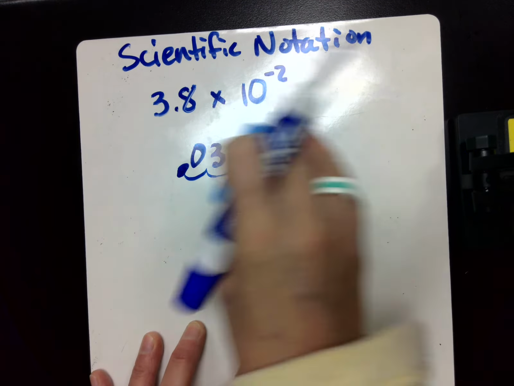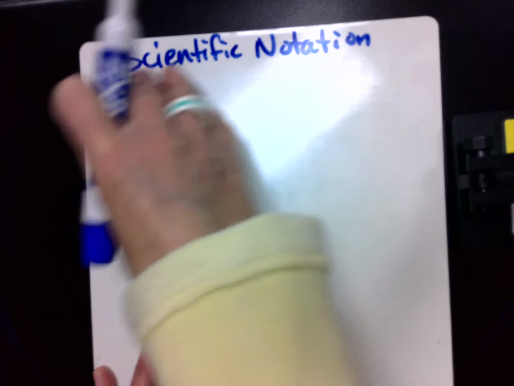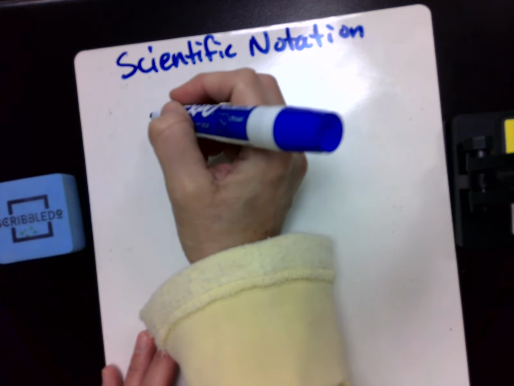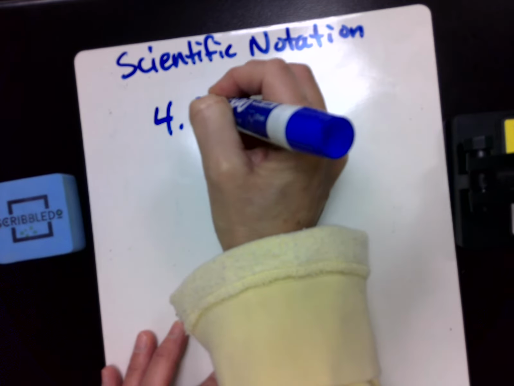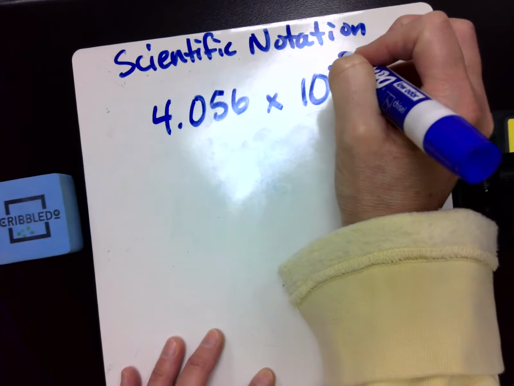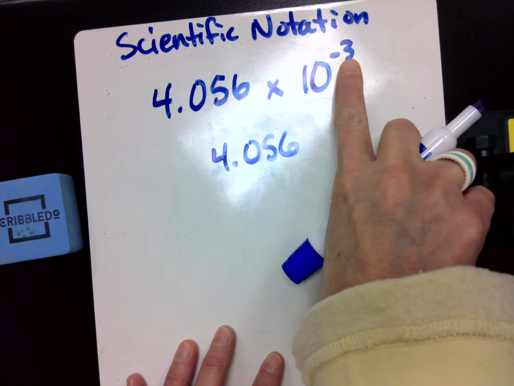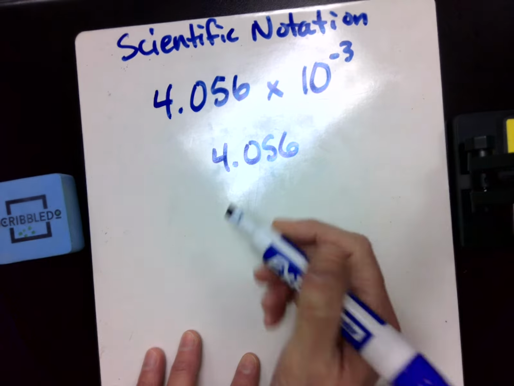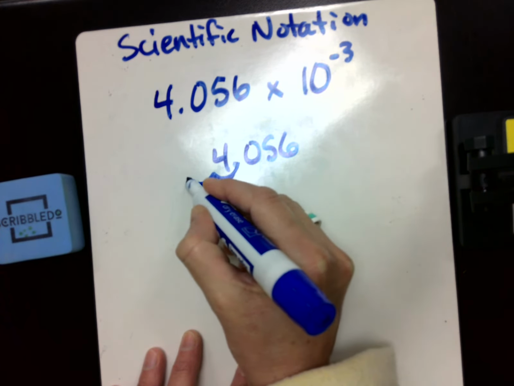So let's try another one, just real quick. What if you had something like 4.056, and I'm going to multiply it by 10 to the negative third power. Well, there's my decimal, I can already see it. So I know I can rewrite it like this, and then I'm going to move 3 spaces. But since it's negative, I'm going to move 3 spaces to the left. So my decimal is going to go 1, 2, 3.